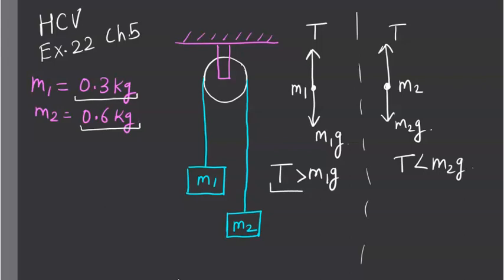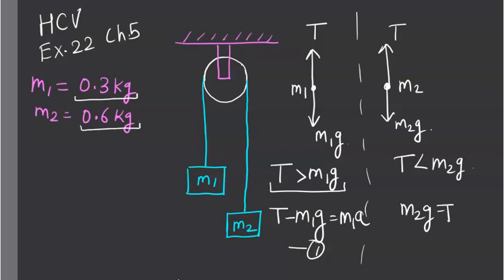Since T is greater than m1g, according to Newton's second law of motion, the net force acting on the mass m1 will be T minus m1g, which is equal to m1a. Correct? So this is what Newton's second law says. And in the case of m2, it will be m2g minus T is equal to m2a. This is the net force acting on the mass m2, the left hand side, which we equate to m2a, so the net acceleration can be found from this.